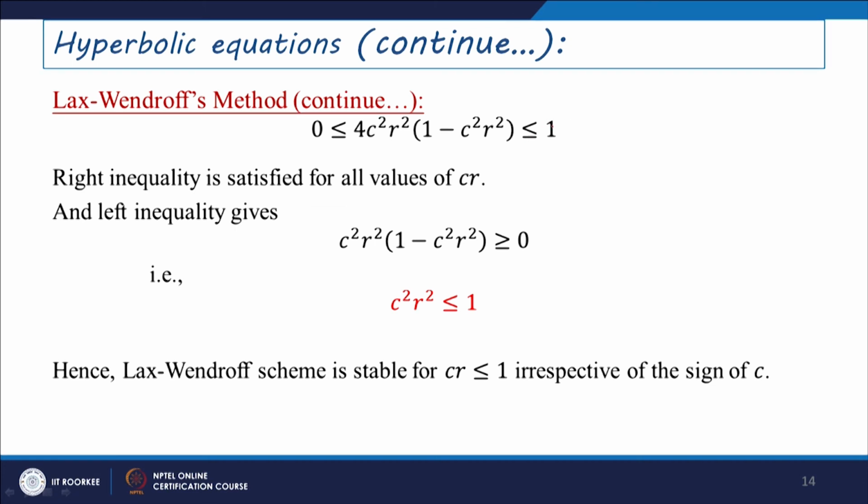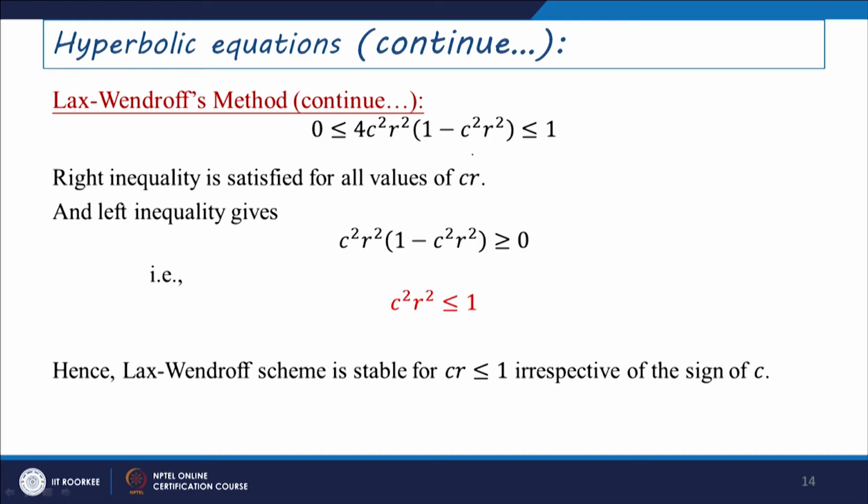And for this, if you consider the left inequality here, we can write this as c square r square into 1 minus c square r square should be greater than or equal to 0. This implies that c square r square should always be less than or equal to 1. So, we depend on the values of c and r to get the stability of this Lax-Wendroff scheme, irrespective of the sign of any c or r value.